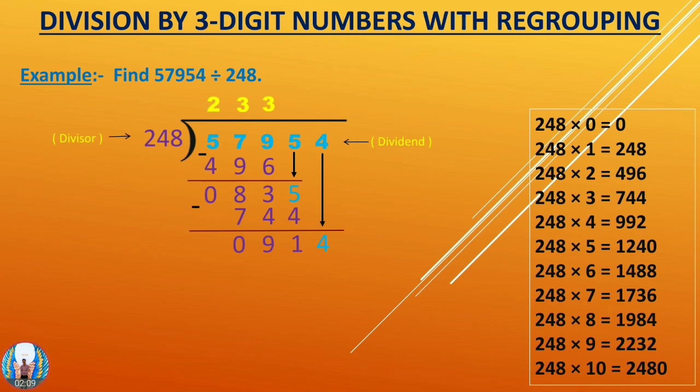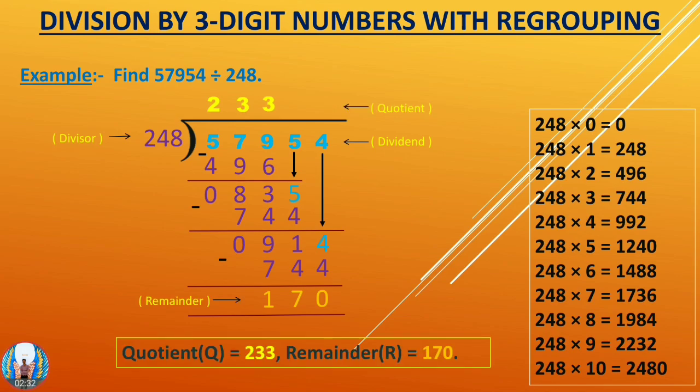Now 248 times 3 is 744, because 248 times 4 is 992, which is greater than 914. So we will take the lesser number, that is 744, and we will subtract. The remainder is 170 and the quotient is 233.